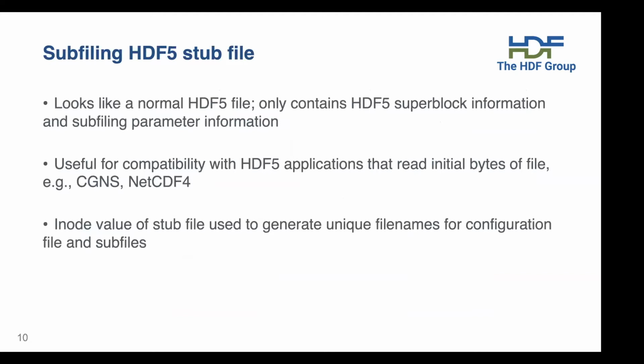So I'll talk a little bit about the components of the VFD and the files that it outputs. One is the HDF5 stub file, which looks like a normal HDF5 file, but it just has the HDF5 superblock information and the subfiling parameters. This stub file is mostly useful for legacy HDF5 applications where they read the initial bytes of the file to try and figure out what it is. So for example, CGNS and NetCDF4 do this. And then we use the inode value of this stub file to get unique file names for the other files that we're outputting, the configuration file and the subfiles.